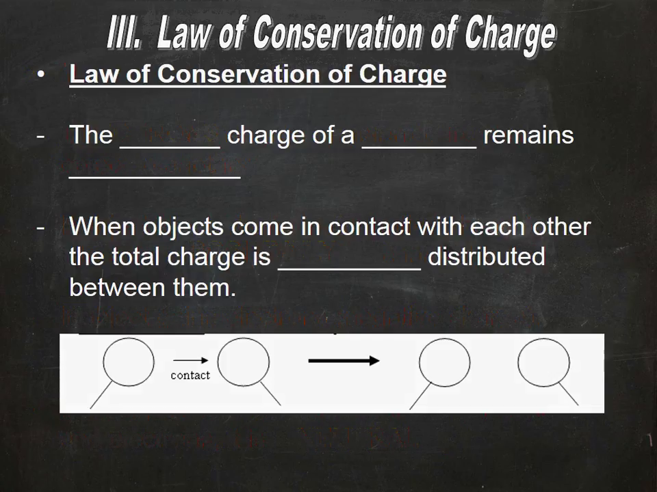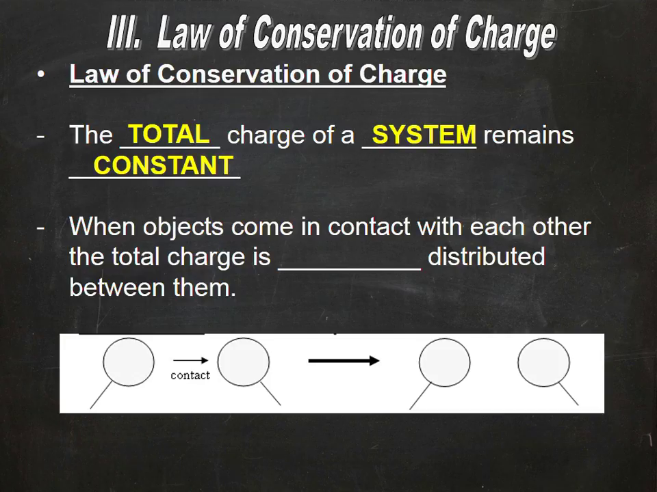Now let's look at the law of conservation of charge. The law of conservation of charge says that the total charge of a system remains constant. When objects come in contact with each other, the total charge is evenly distributed between them.